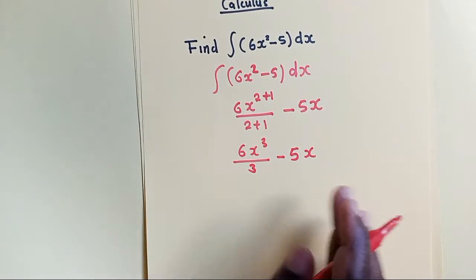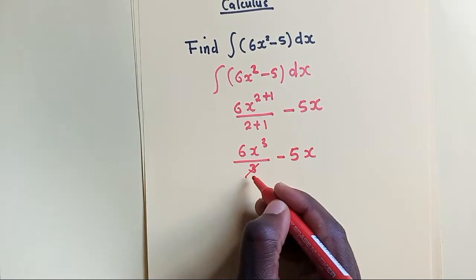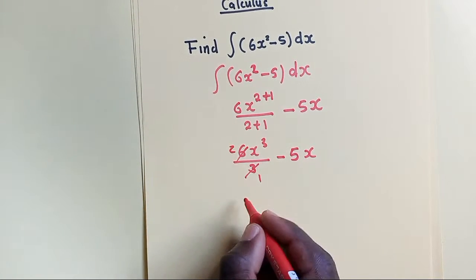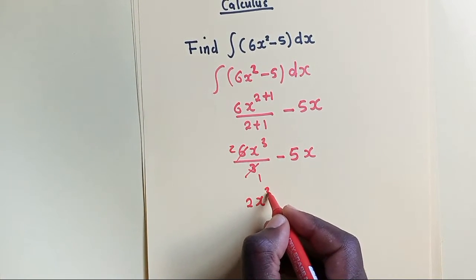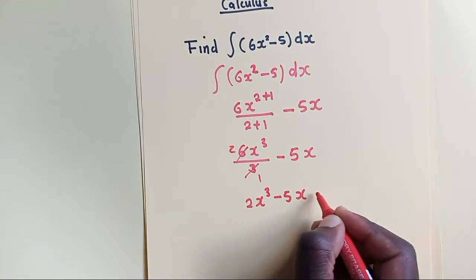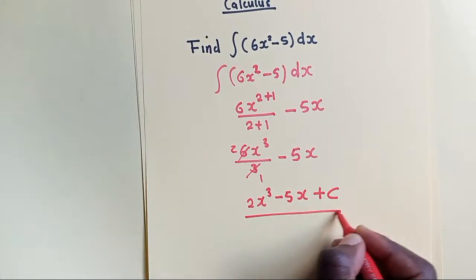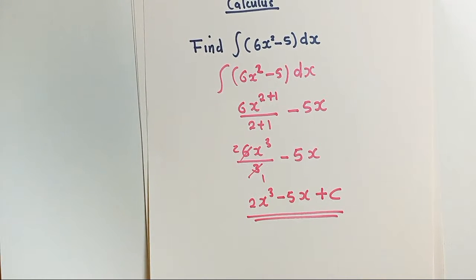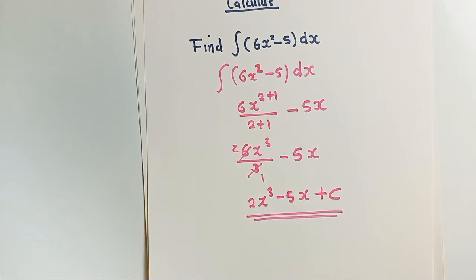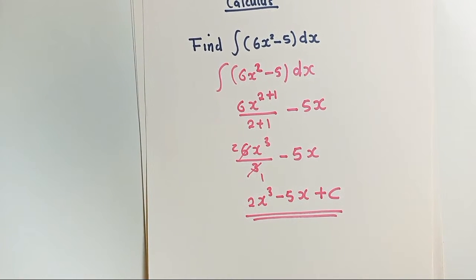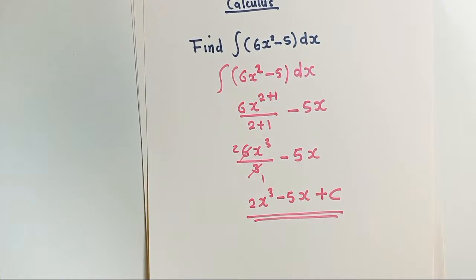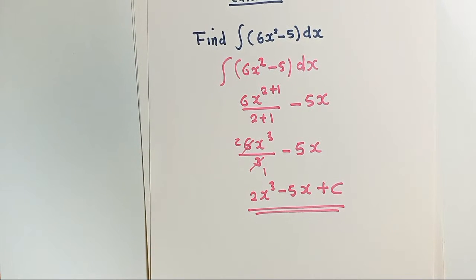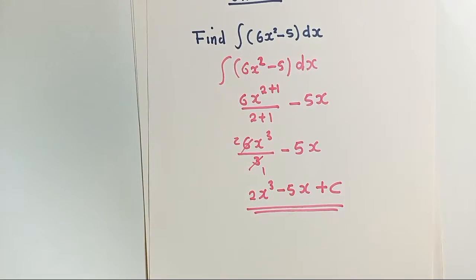Here we can even say 3 into 3, 1 into 6, it's 2. So we are getting 2x to the power 3 minus 5x plus c. This is our answer. Are you getting the same answer? Kindly confirm if your answer is similar to my answer right here.